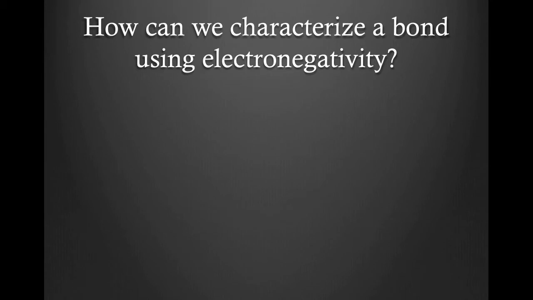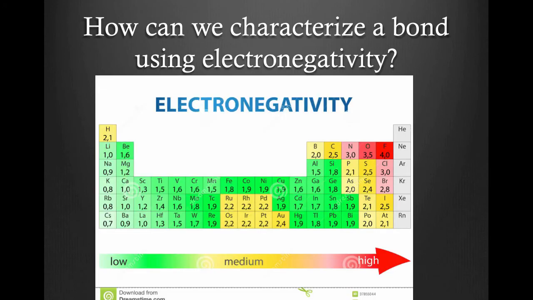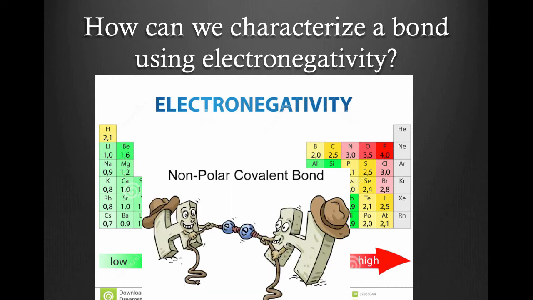All right, the last thing we're going to look at today in our lecture is how can we characterize a bond using electronegativity. So this is our electronegativity chart. Notice that green means low electronegativity and yellow means high, and we know the trend as we move from left to right across the periodic table. For the most part, that's a trend. We see an increase in electronegativity. So we are going to learn right now that there are two different types of covalent bonds.